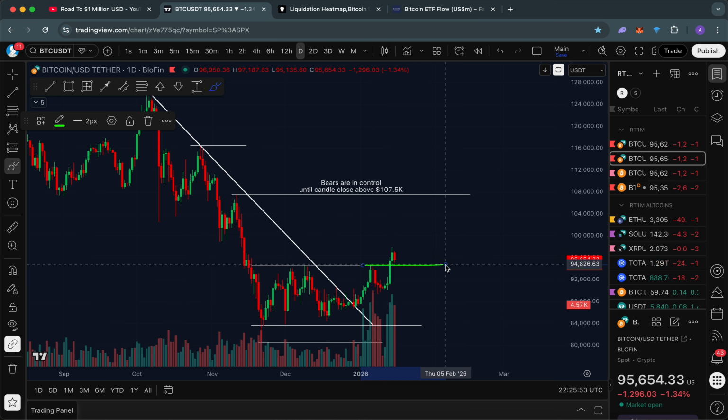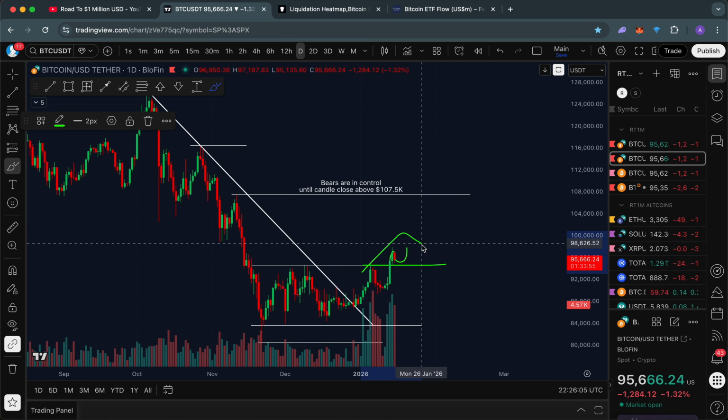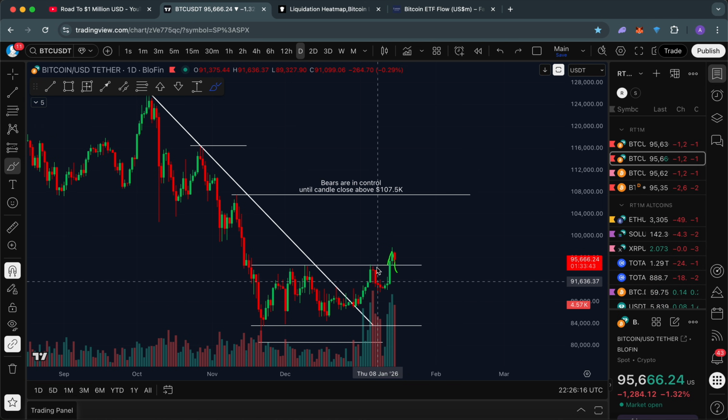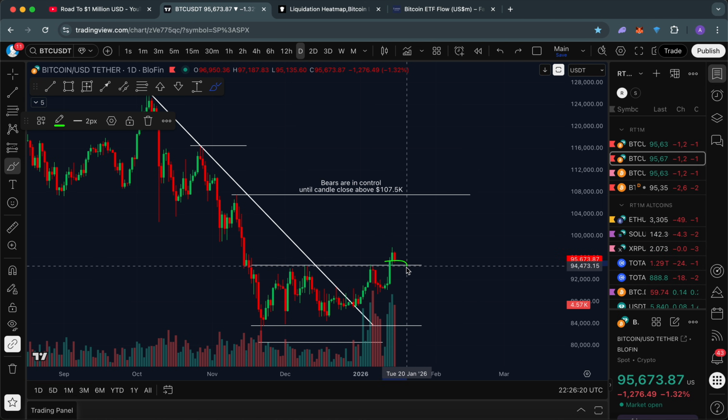However, the most important level on the daily time frame is actually going to be this 94.6k level. Anything above this should be considered bullish in the short term, especially on this 1-day time frame as well. However, if we now start getting daily candle closes below 94.6k, once again, that will be a big warning signal for the overall trend. So this is absolutely something to keep an eye on over the next couple of days.